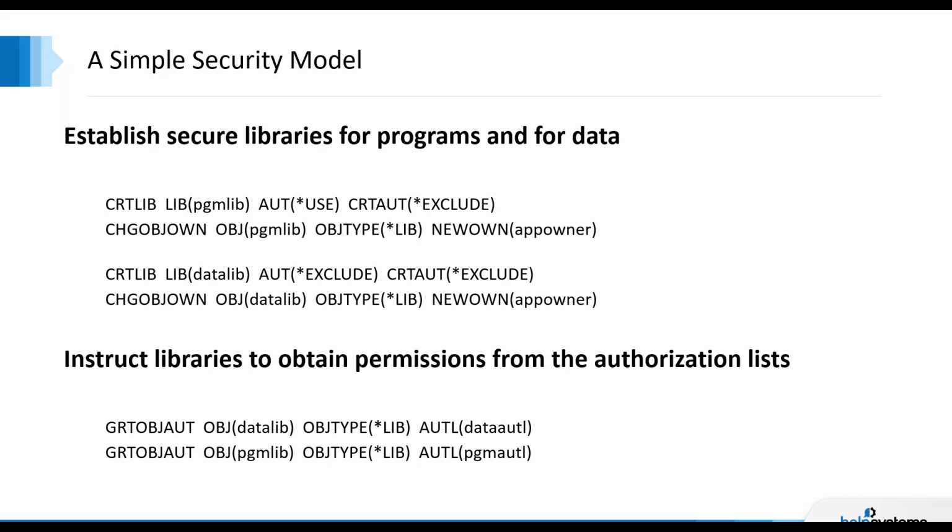I'm going to repeat that same step with the data library. Difference being now it's public exclude. I don't want anybody accessing this library or its contents directly. I'm going to use authorization lists again, even to secure the libraries. Now, in some instances I may have different authorization lists for the library versus the object, or I may not even use authorization lists at all for the library. But in my instance, I've chosen to, and I've simply allocated each library to its associated authorization list.